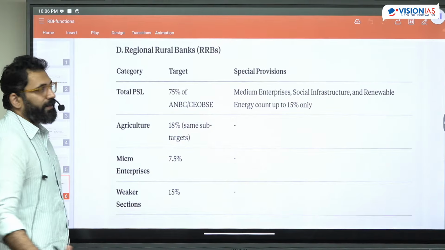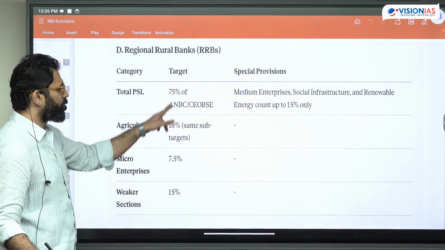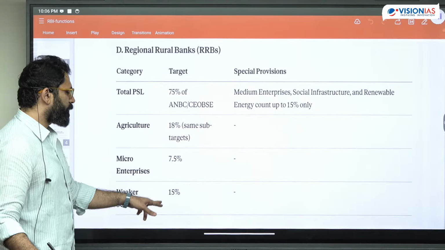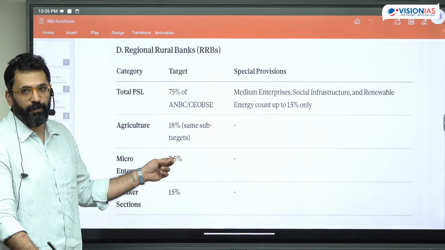For regional rural banks, since we are targeting a particular sector, it is 75% of total. 18% agriculture, 7.5. Weaker section target is 15% as opposed to 12% which was for normal banks.